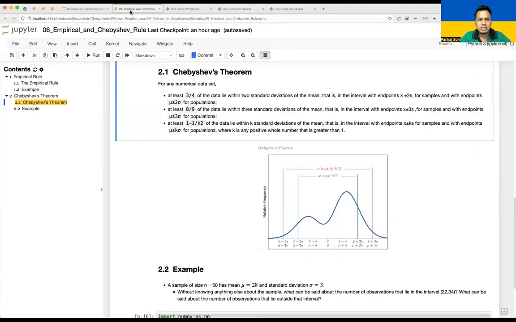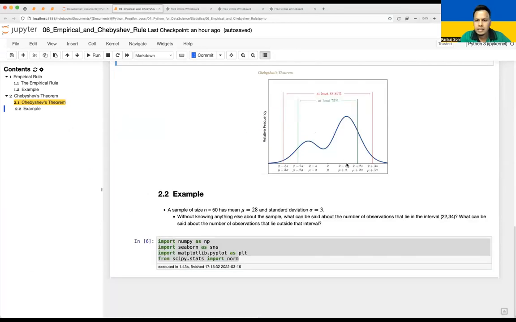So let's talk about this example and see how we can calculate it. They're telling a sample size of n equal to 50, mean equal to 28, and a standard deviation equal to 3. Without knowing anything else about the sample, what can be said about the number of observations that lie in the interval between 22 and 34? What can be said about the number of observations that lie outside the interval?